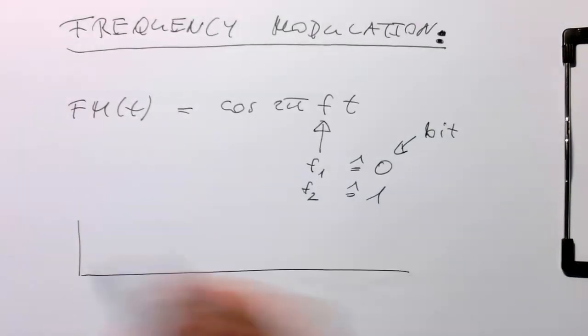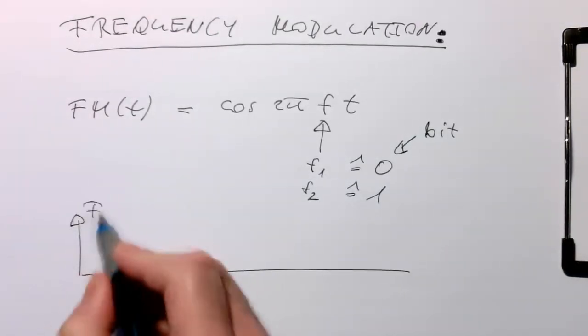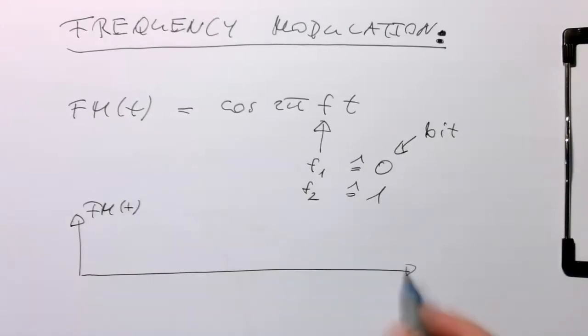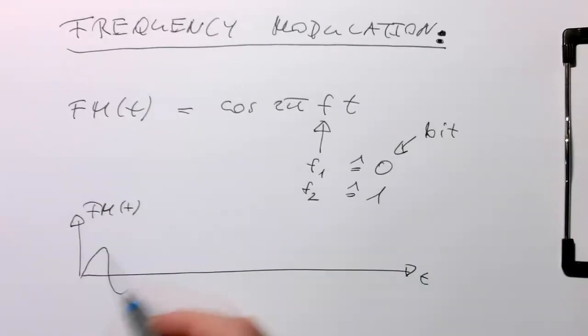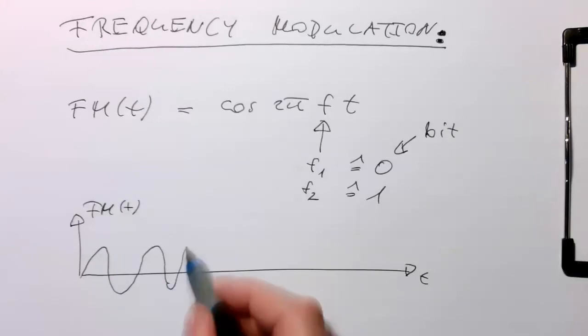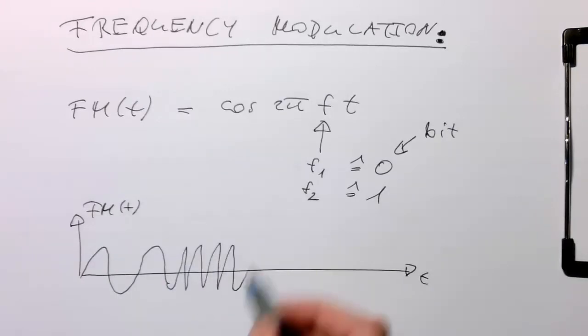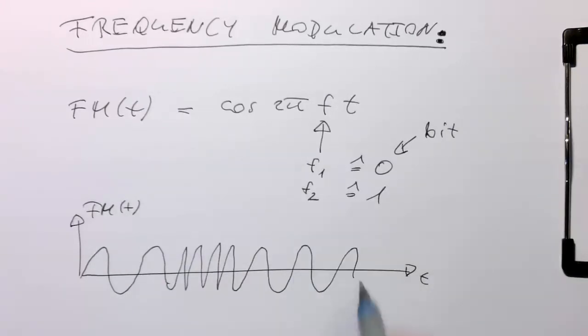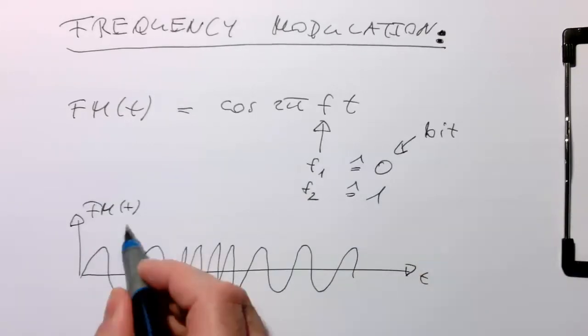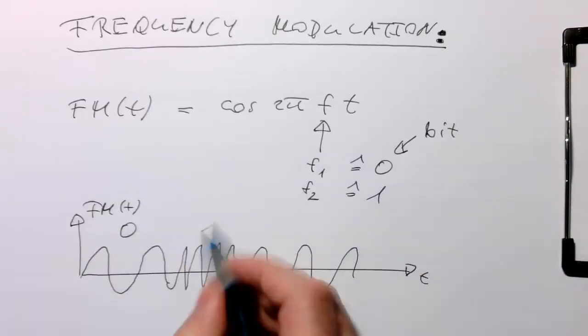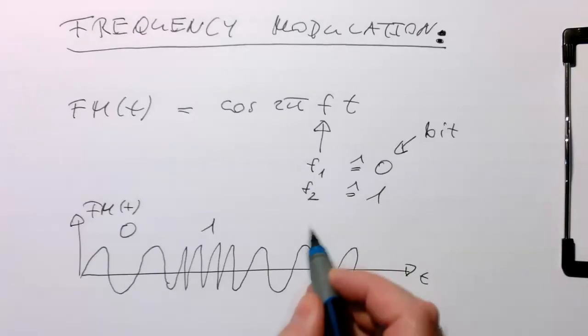It's obviously something like fm of t, that we have a wave, and then suddenly we have a higher frequency, and then we have a lower frequency again. And so in this case here, this would mean this is coding a 0, and this is coding a 1, and this is coding a 0.